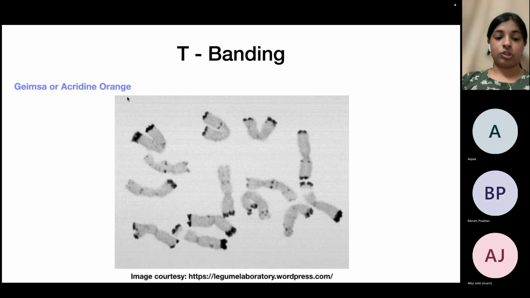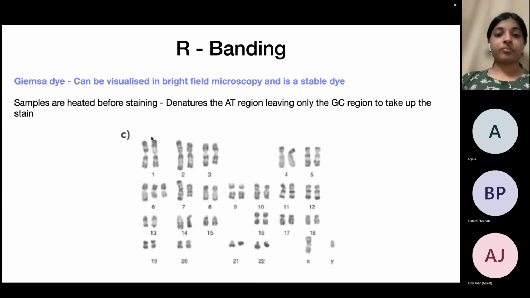This is a similar banding technique that is also used with another dye, such as acridine orange, which also stains the DNA in a similar pattern. This is known as T banding. Here also, this is specifically designed to stain the telomeric ends of the DNA. Here also the samples are heated, AT regions are denatured, and GC regions take up the stain.